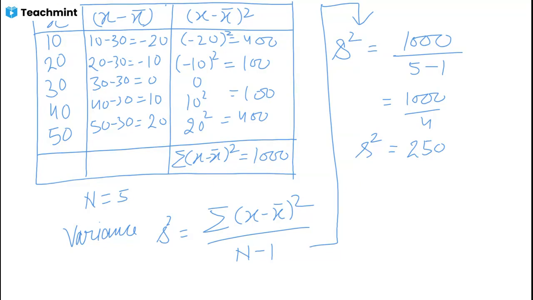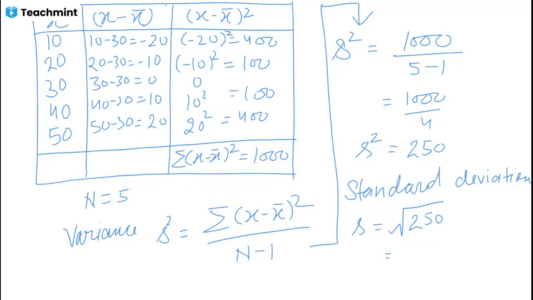Okay. So this is variance, and now let us find standard deviation. Standard deviation s is found by taking the square root of s square. Then we can take the square root of 250, which is about 15.8. So this is the required standard deviation for the given data, and the variance also.